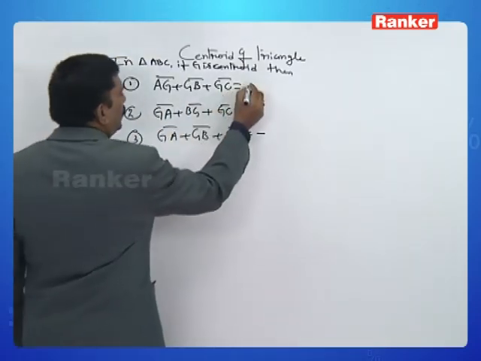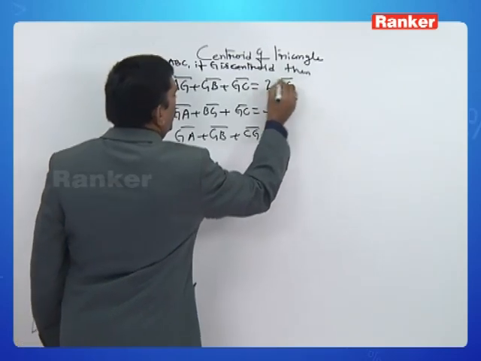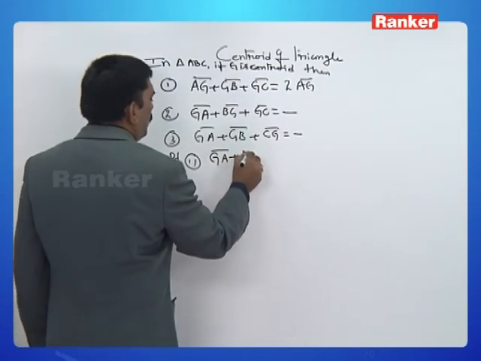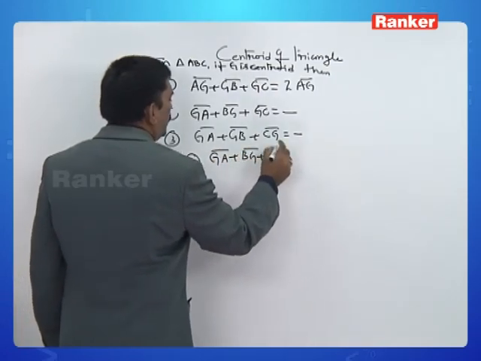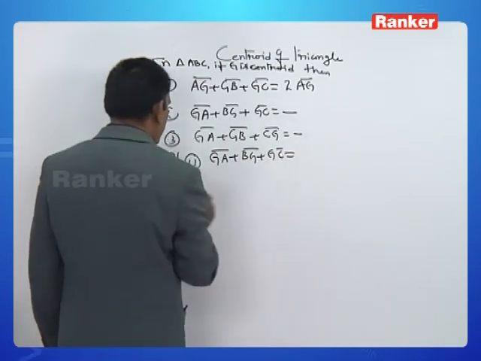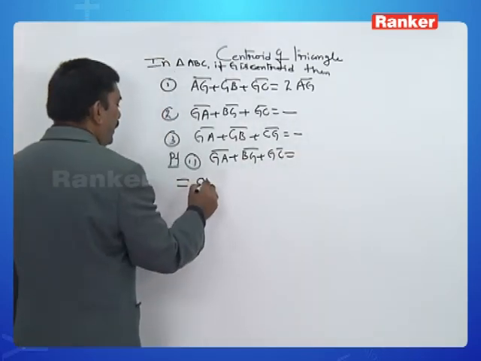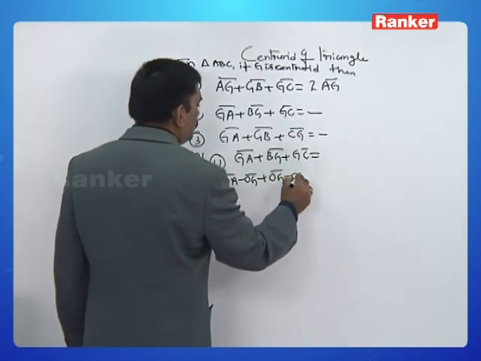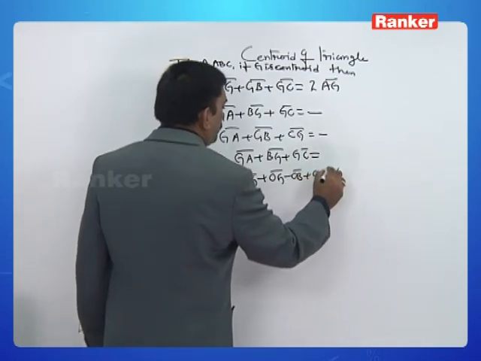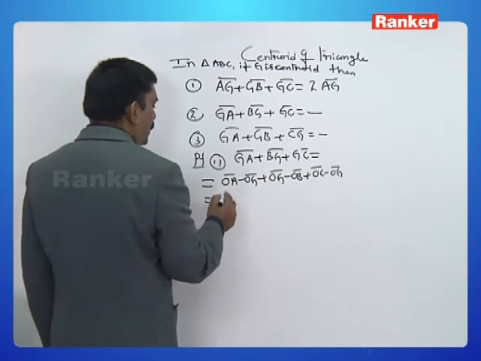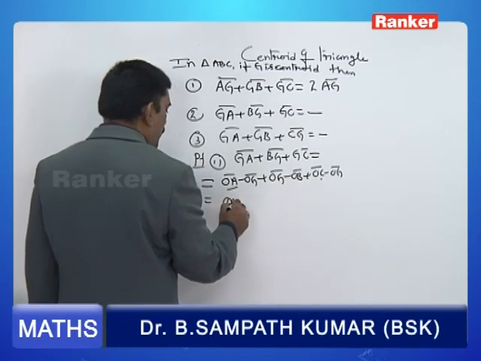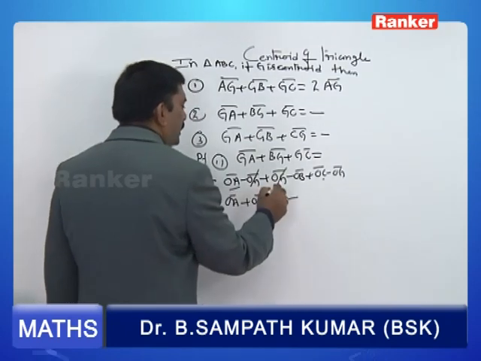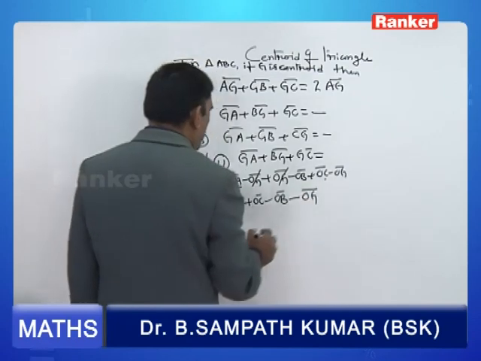Yes, this is equal to 2 into AZ bar. Then the second one is GA bar plus GB bar plus GC bar, yes, is equal to, I'll start from here, OA minus OZ, OB minus OZ, OC minus OZ. So therefore, OA, OB, you take one side, OC minus OB. Now this and this get cancelled, minus OZ bar.